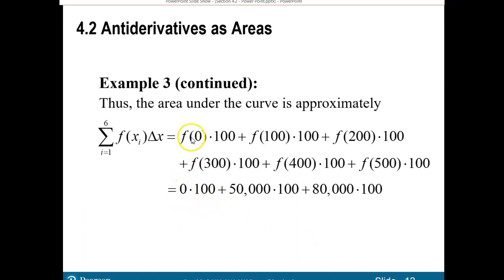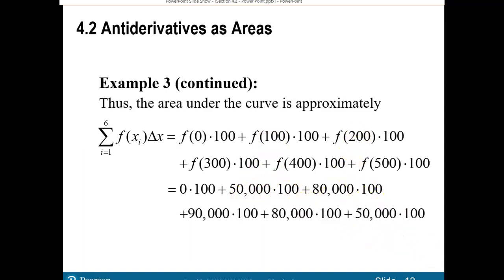So f of 0 is 0, so 0 times 100. f of 100 is 50,000. That means plugging in 100 into that function we were given. So 50,000 times 100. f of 200 is 80,000 times 100. Then 90,000 times 100, then back to 80,000 times 100, and then 50,000. So we're just plugging these numbers into the function to get those heights and then multiplying them by the widths. And then when I add all of those numbers together, we get 35 million.